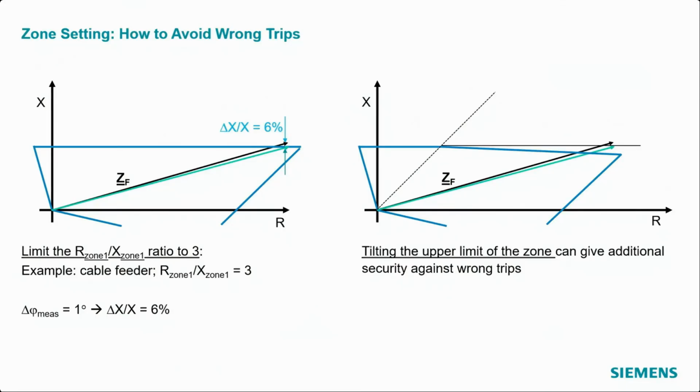And that is one reason why you sometimes find in distance relay settings where you can give a little bit of a slope into the upper limit of the zone characteristic. And with this, you can allow a wider setting.